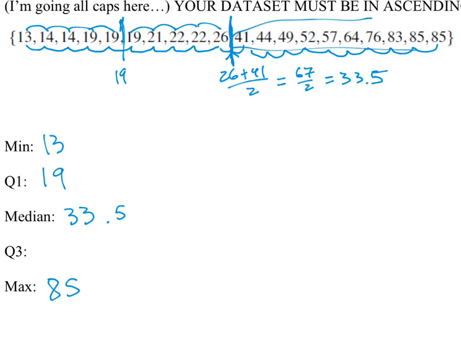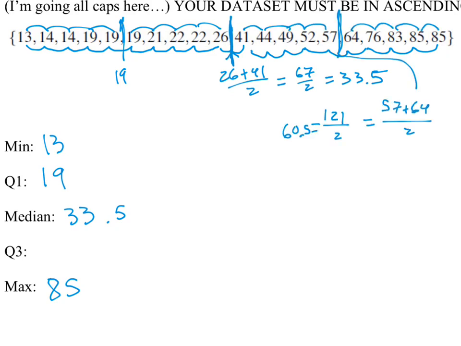So go ahead and find the middle number of the right half here. It's looking like you're going to have to average the 2 middle numbers together. So go ahead and pause the video and find that quartile 3 there. Alright, again, this one's a little bit tricky. Our 2 middle numbers here are 57 and 64. You have to add them up and divide by 2. They add up to be 121. Divide by 2, you get 60.5. And so there's our third quartile.